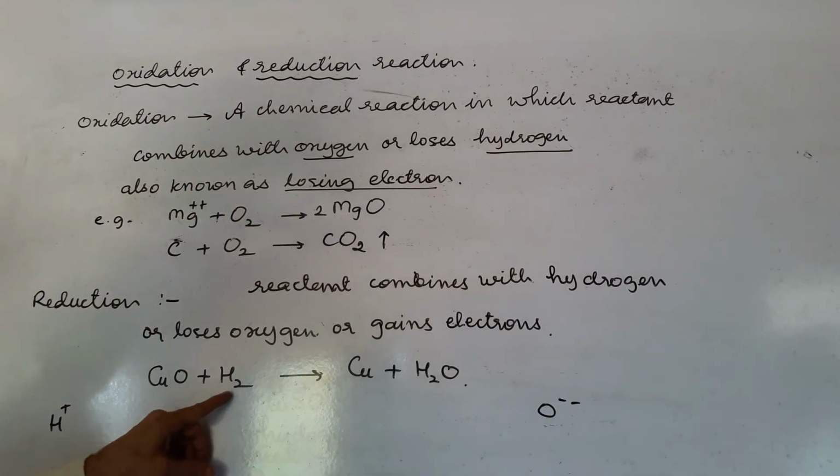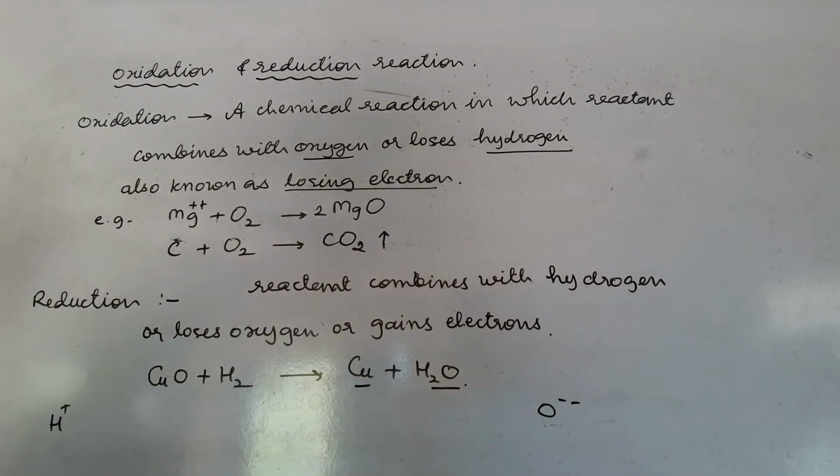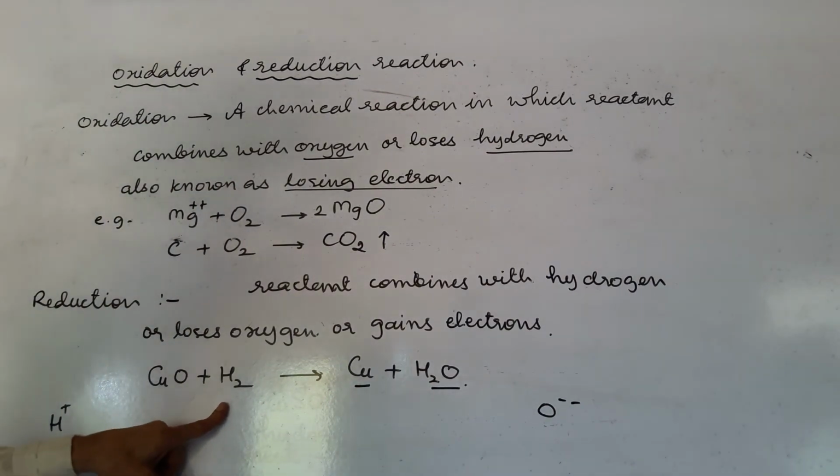Now, who has reduced copper? Hydrogen has reduced copper, and therefore hydrogen is called the reducing agent. So a reducing agent reduces others. Hydrogen is oxidized itself, but it has reduced copper, and that's why hydrogen is called the reducing agent.